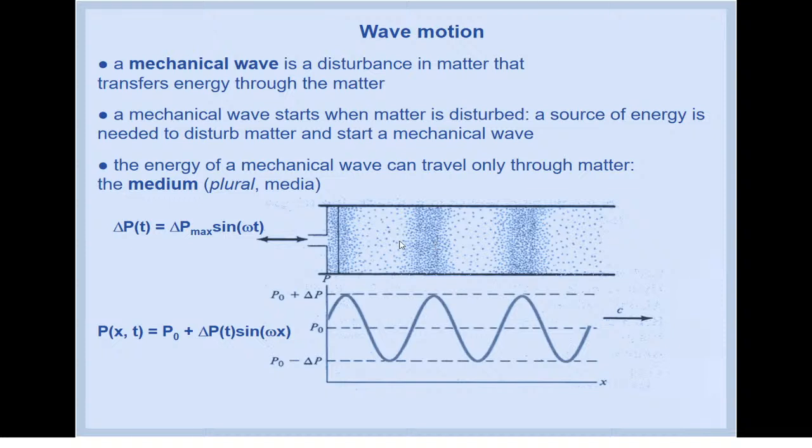And what is the result of this disturbance? The development of compression and rarefaction regions that are traveling within the cylinder with this velocity. And when we take an instant photo, we can see the pressure within the cylinder changing along its axis.